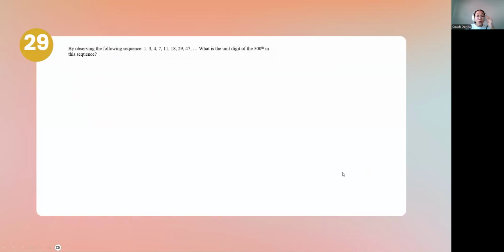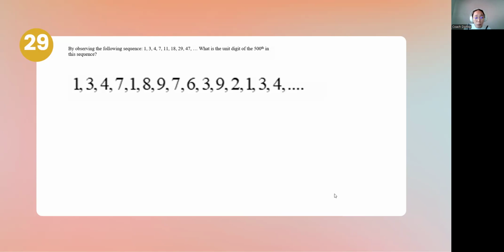Okay. So for number 29, we have a sequence. What is the unit digit of the 500th in the sequence? So the pattern is 1, 3, 4, 7, 1, 8, 9, 7, 6, 3, 9, 2. And we're going to repeat that one. Here is our pattern. Notice that the pattern is being repeated every 12th number.